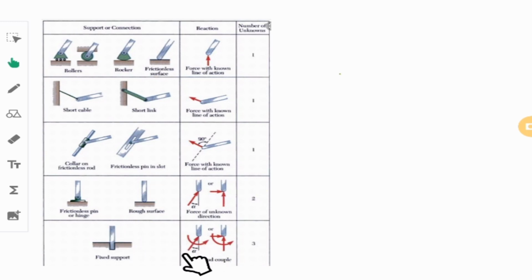In the case of a fixed support or welded one, you would have three unknowns. That could be Rx, Ry, and M, which is preventing you from doing rotation here, or it could be the magnitude of the force, the angle of that, and a moment which is applied on this guy. In these cases, we have three unknowns in our equations. Depending on the problems, you can use this table to see which one is which and how many unknowns you need to put there.